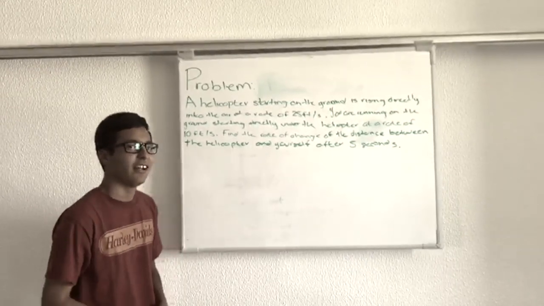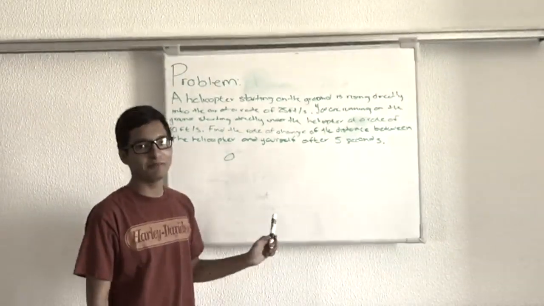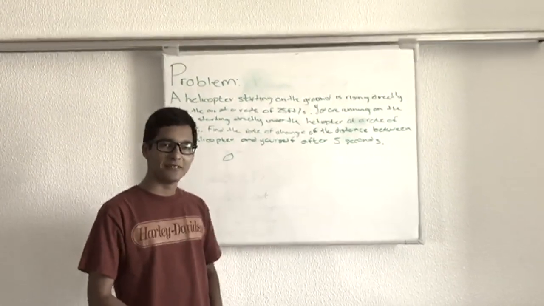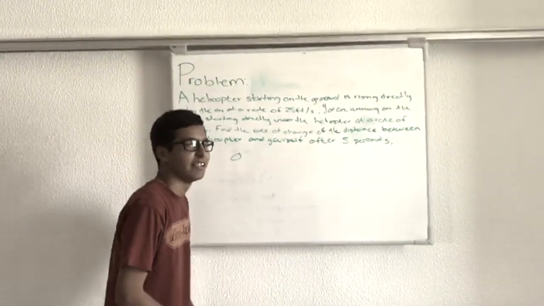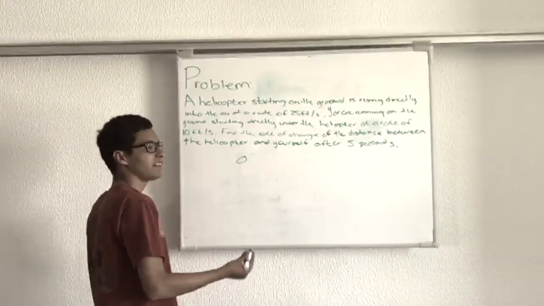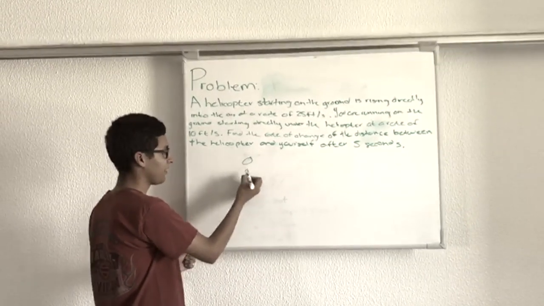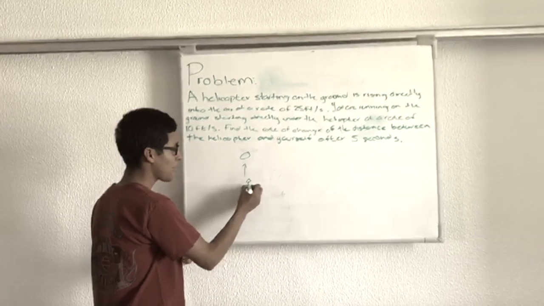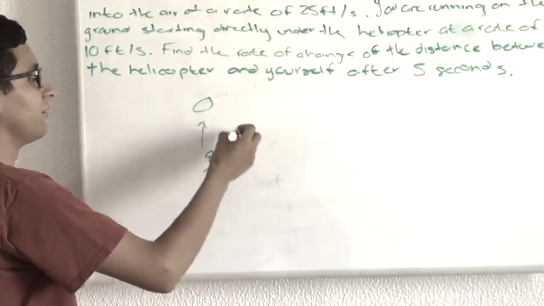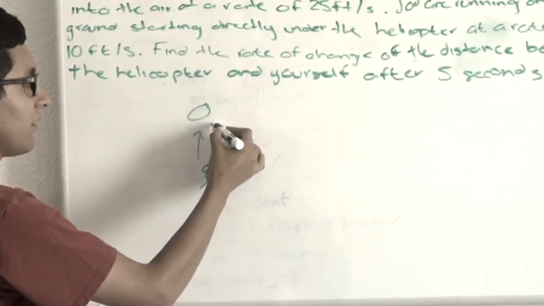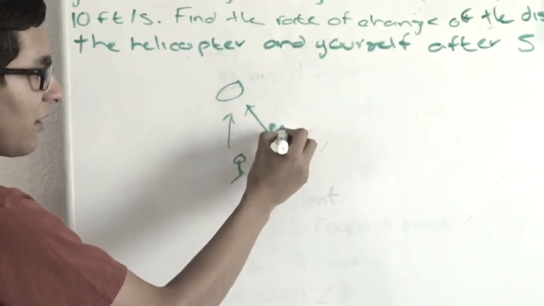This is the problem, and the objective is to find the rate of change between the human and the helicopter after 5 seconds. Well, the objective of this problem is to find the rate of change between the helicopter and the human. In this sketch, we can see the helicopter rising up, while the human is walking forward. And here we have the distance, that is the rate of change.